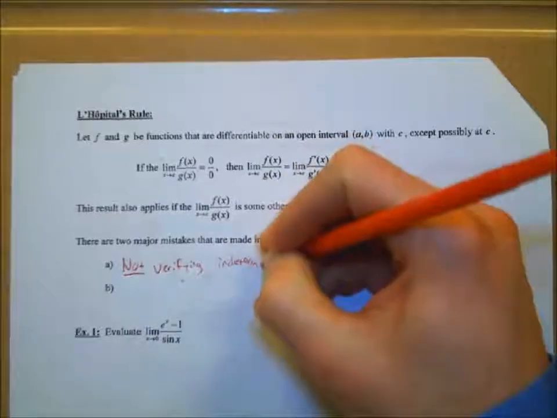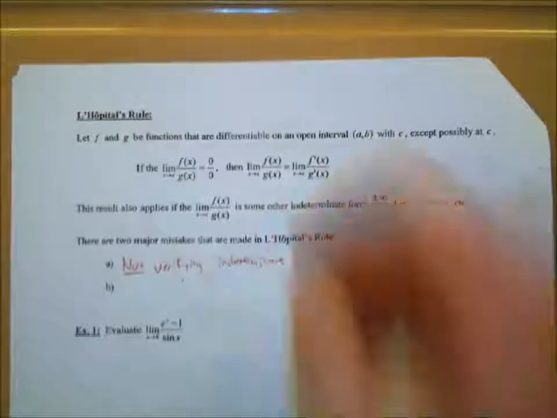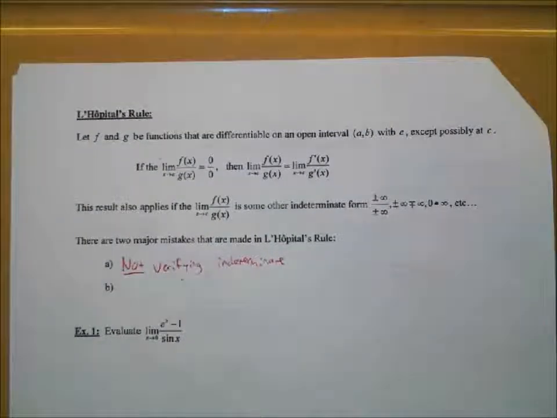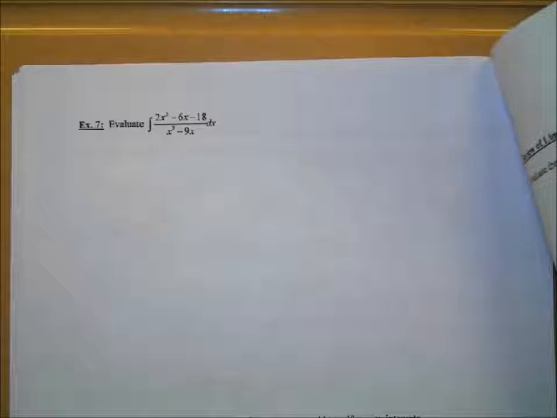So again, there are two major mistakes that are made when doing L'Hôpital's rule. Major mistake number one: not verifying that the limit is indeterminate. You must show that the limit is indeterminate before you can apply L'Hôpital's rule. You can't just willy-nilly start taking derivatives of limits and evaluating them. You first must start with a limit that is indeterminate. Then you may apply L'Hôpital's rule to it.